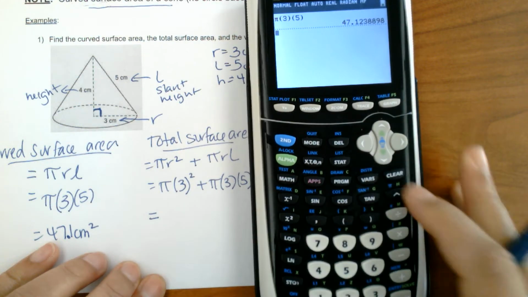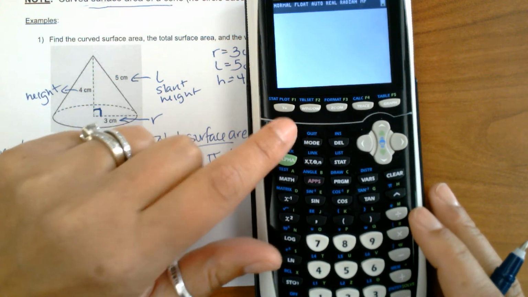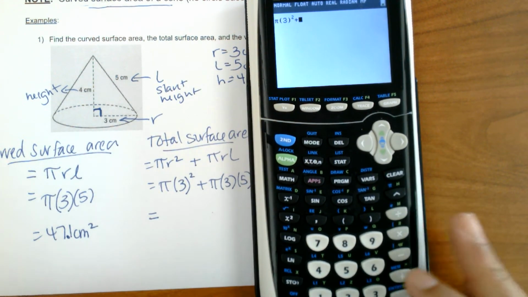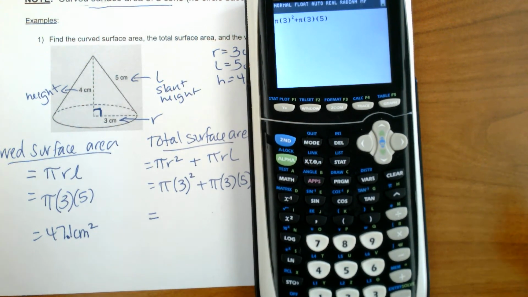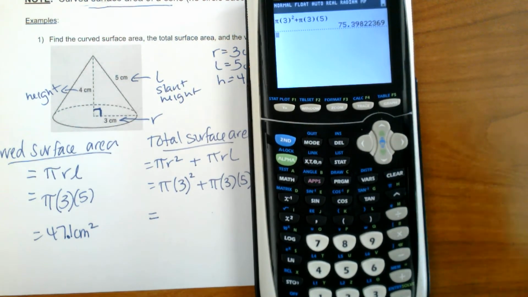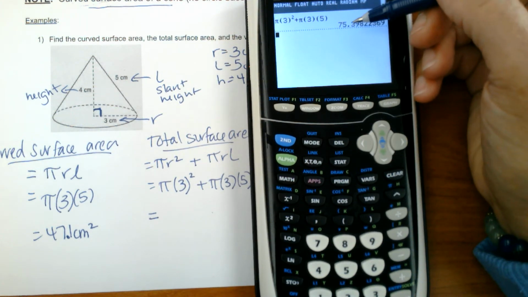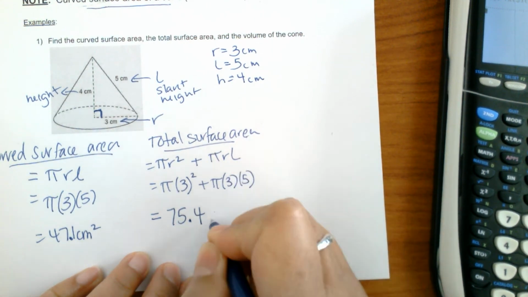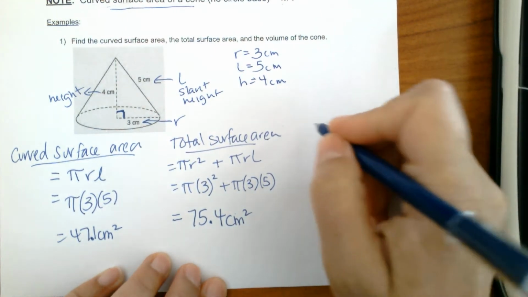It's actually more exact when you do that because you're working with the 2 pi's here. So let's just do pi times 3 squared plus pi times 3 times 5. So I like doing it all in one line, and then I double check just to make sure. Perfect, enter. And I'm going to round 75.4 because this 9 is going to bring us up. So 75.4. We're dealing with area, so centimeters squared. Okay, sweet. All right, let's find volume.